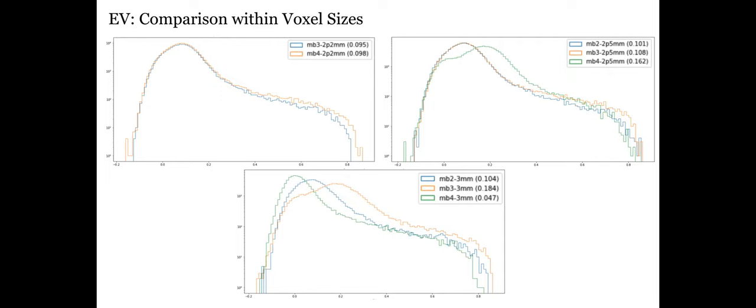And then this is the same thing, but instead of comparing across different voxel sizes, we're comparing across multiband sequences. We see a similar trend in which, in general, as you go to a higher multiband factor, the EV distribution gets shifted to the right. But again, the multiband 4, 3 millimeter sequence breaks that trend, and we don't have a very good explanation why at this point.